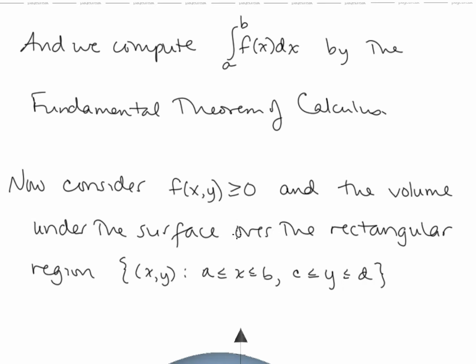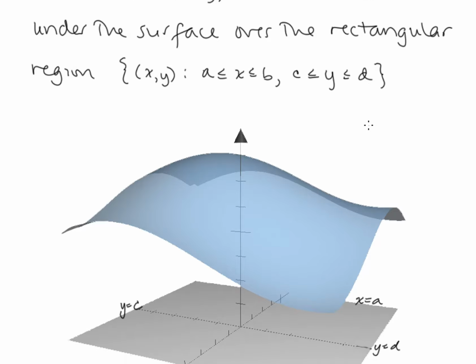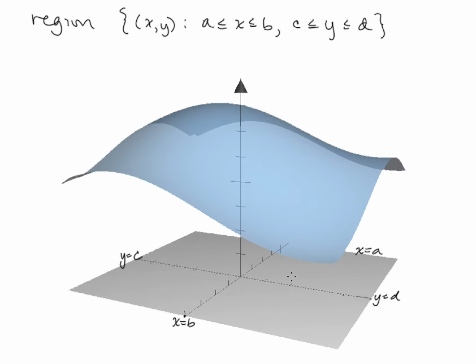Now consider the situation where we have f of x, y greater than or equal to 0, and we're looking at the volume under the surface over the rectangular region given by a less than or equal to x less than or equal to b, and c less than or equal to y less than or equal to d. So here's our surface, and here's our domain. And the volume that we're looking for is the volume of this solid here.